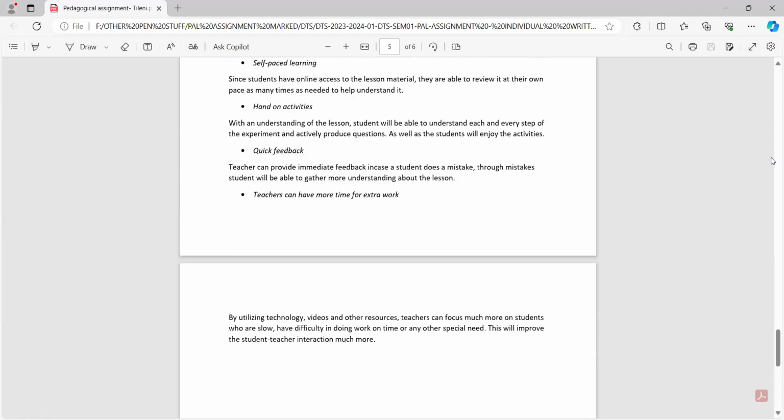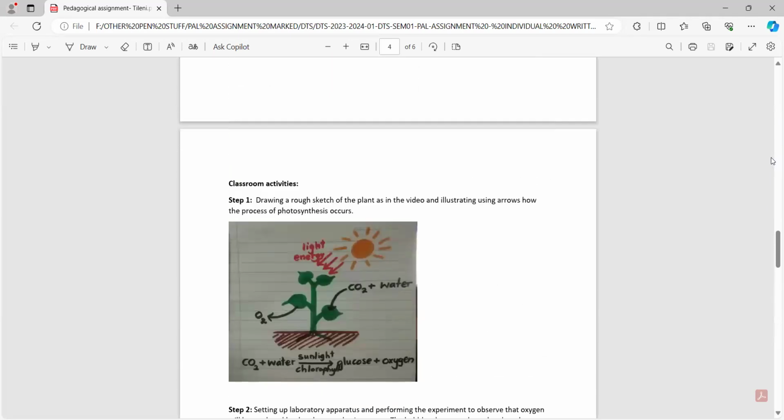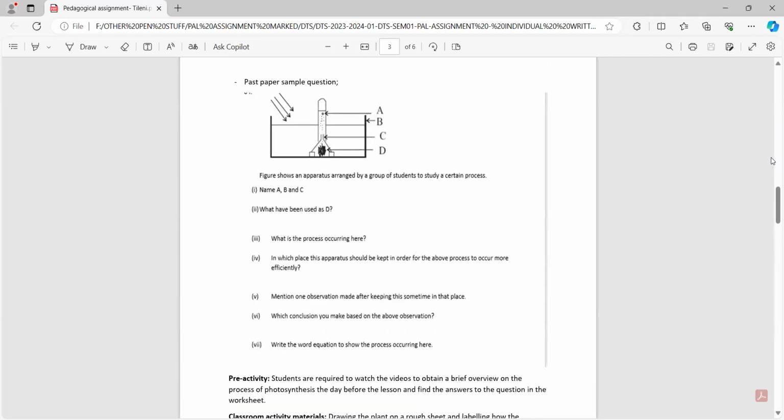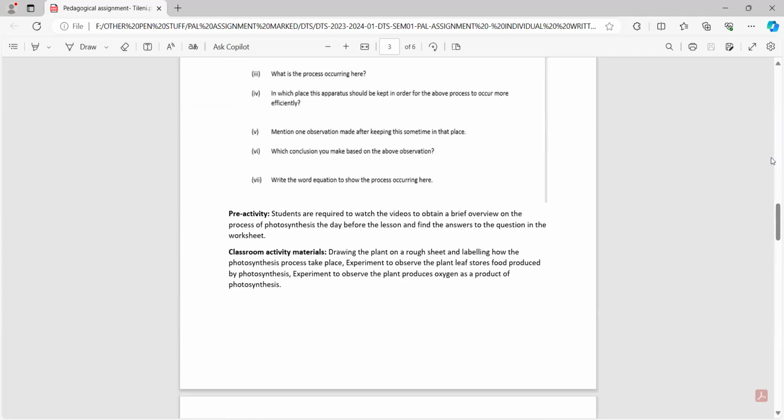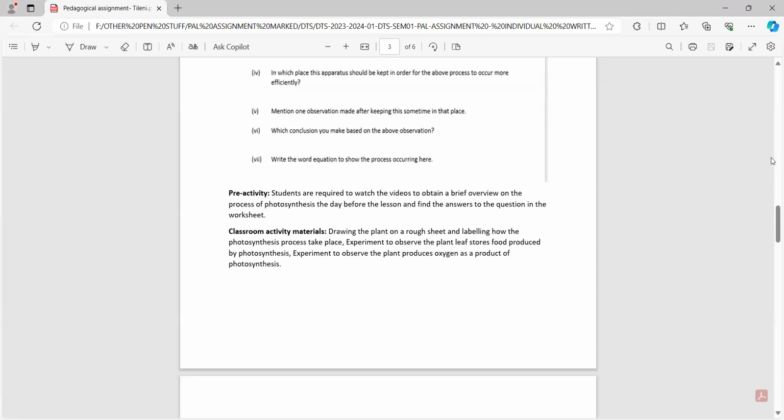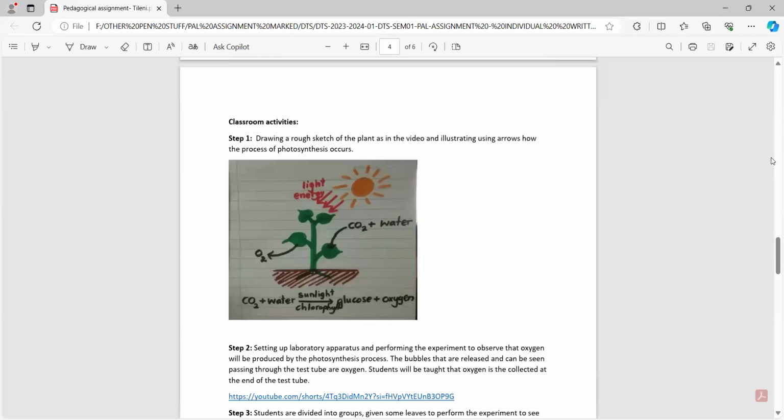That is how she has planned. Let's see. Classroom activity materials. Drawing the plant on a rough sheet and labeling how the photosynthesis process takes place. Experiment to observe the plant leaf stores food produced by photosynthesis. Experiment to observe the plant produces oxygen as a product of photosynthesis. So you are going to get them to use that knowledge and do classroom experiments.